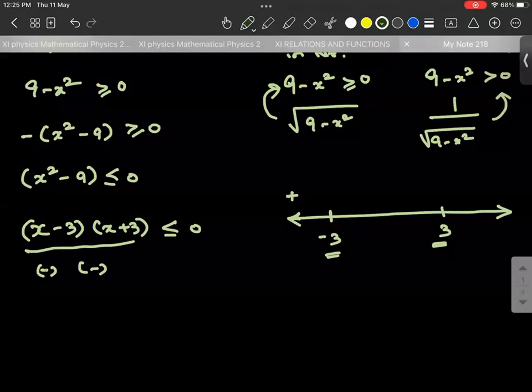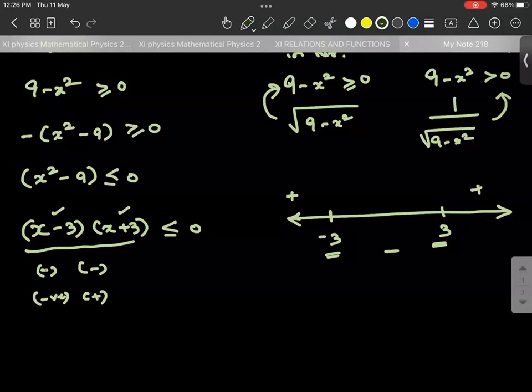When you substitute a number between minus 3 and 3, for convenience I'll choose 0. When you substitute 0, you get a negative value and a positive value. So negative into positive is negative. If it is negative, I'll put it below the number line. When you substitute a number greater than 3, you again get positive into positive. You get a positive value.